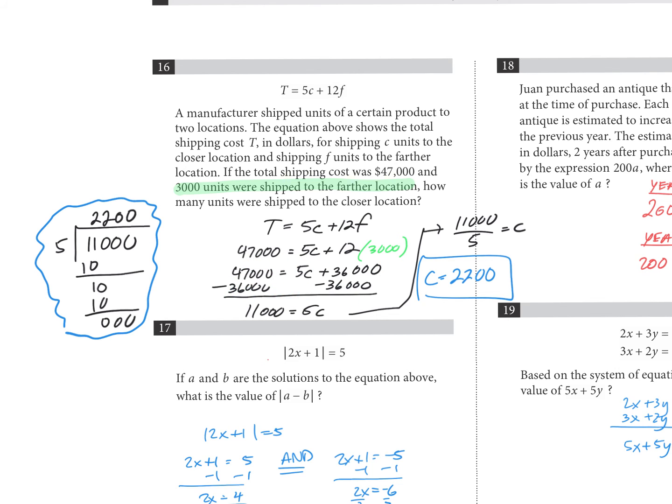But anyway, you subtract 36,000, you get 11,000 equals 5C. 11,000 divided by 5 is C, and that's 22,000. And now you're like, how did you do that? Well, I showed the work over here with long division.